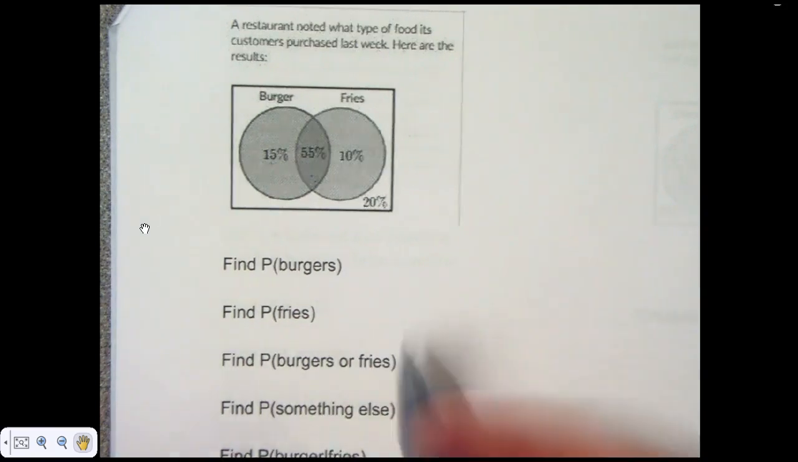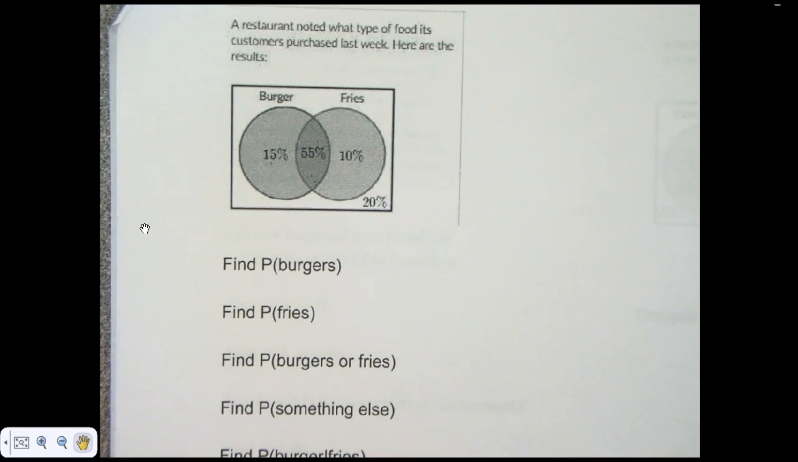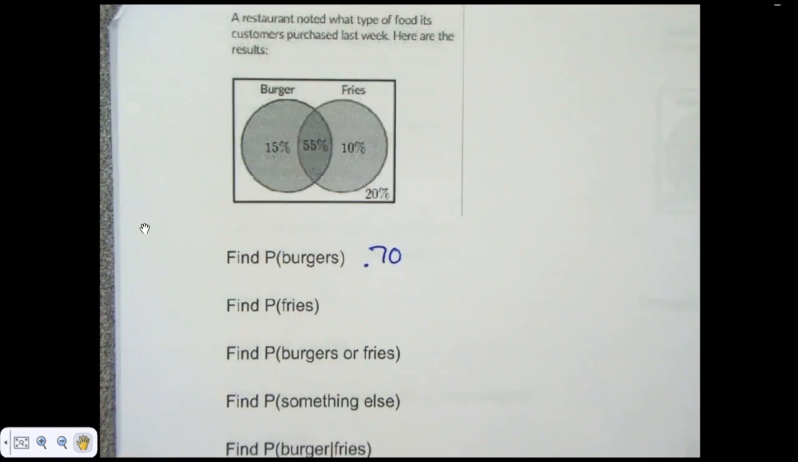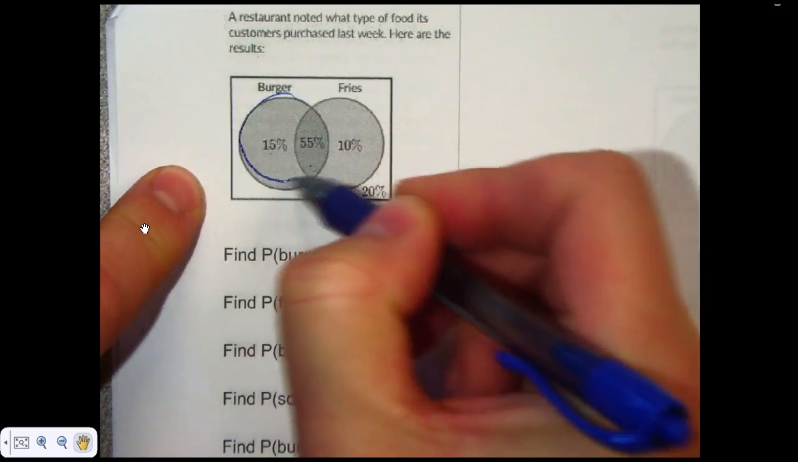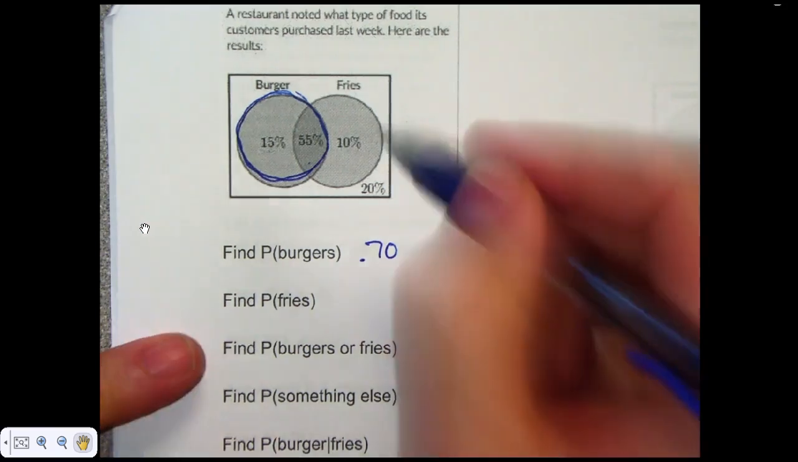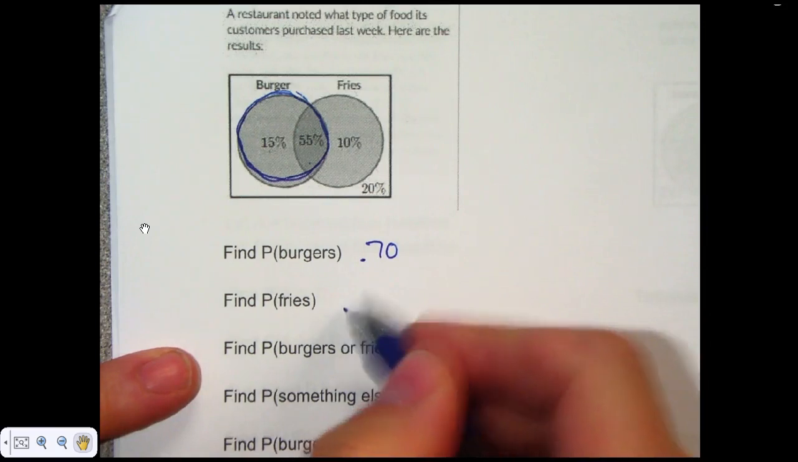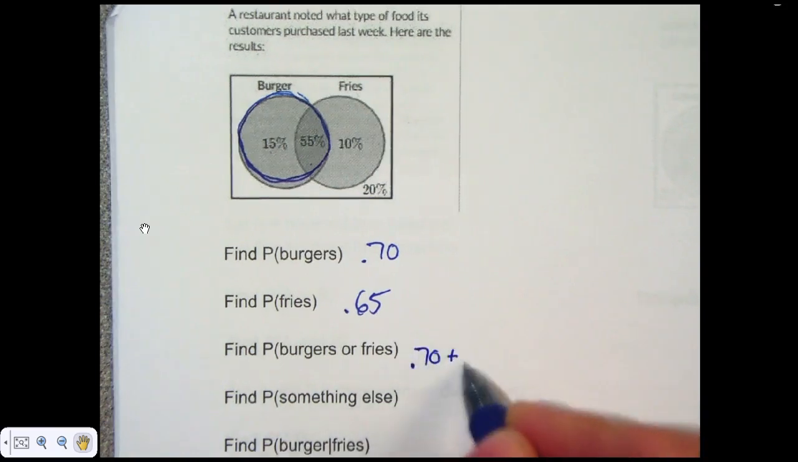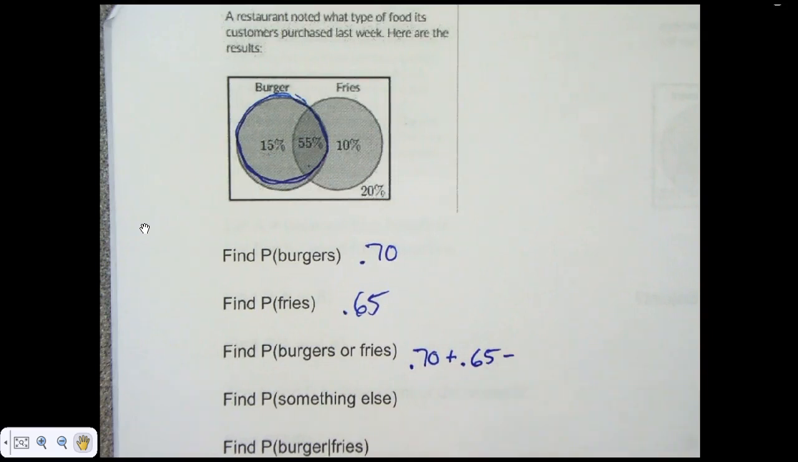So what's the probability that they ordered a burger? 70%. So probability should be a decimal, so 0.7. The burger circle is all of this, so 70% of people ordered a burger. So what percent of people ordered fries, and what's the probability they ordered fries? It would be 0.65, right? Now, for burgers or fries, there's kind of 2 ways you can do it. Our formula would say 0.7 plus 0.65 minus the overlap. That would give us 0.8.